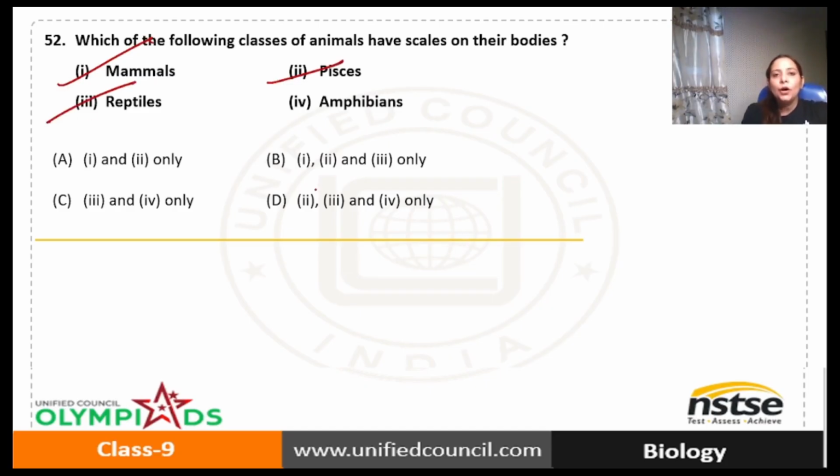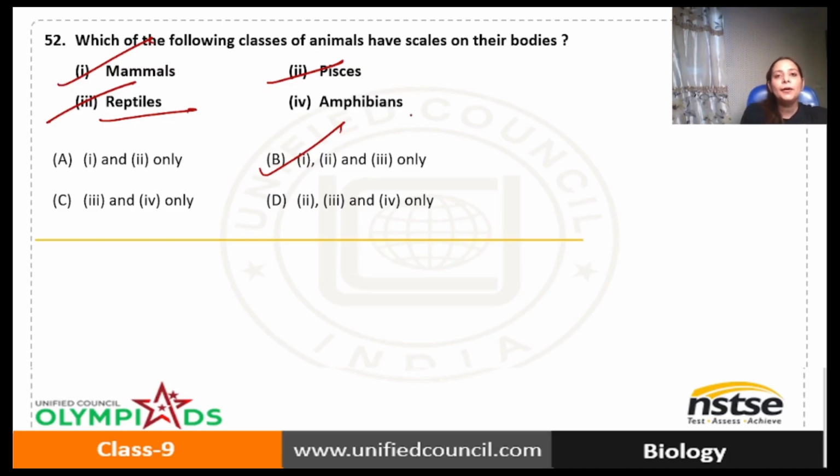Now if I talk about reptiles particularly, then you know that reptiles are basically cold-blooded animals. Their body is covered with scales, and also they cannot regulate their body temperature as per the atmospheric temperature. So that is the reason it makes reptiles different from others.